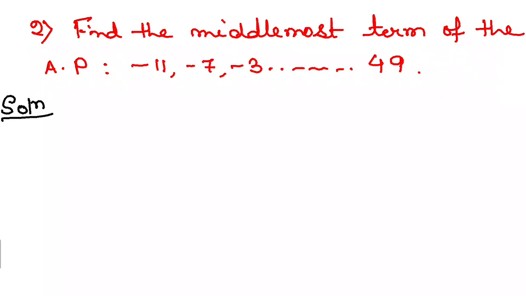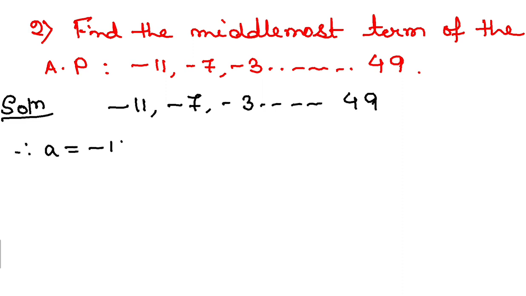Okay, so the next question is: find the middlemost term of the AP minus 11, minus 7, minus 3, ..., 49. So let me rewrite the AP here: minus 11, minus 7, minus 3, and my last term is 49. So what is the first term here? First term is minus 11. What is my common difference? Second term minus the first term, that means minus 7 plus 11, that will be 4.